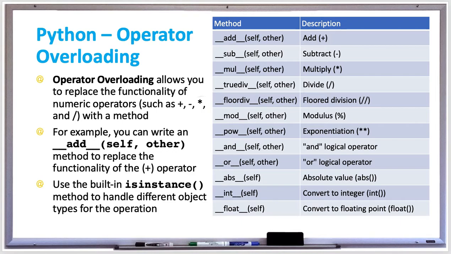For example, if you write a double underscore add double underscore method, that will replace the functionality of the plus operator. So anytime you're using that plus operator, instead of just adding two numbers together or doing what it normally does, it's going to do whatever you put in that add method instead. And you can also use the built-in isinstance method to handle different object types for the operation.